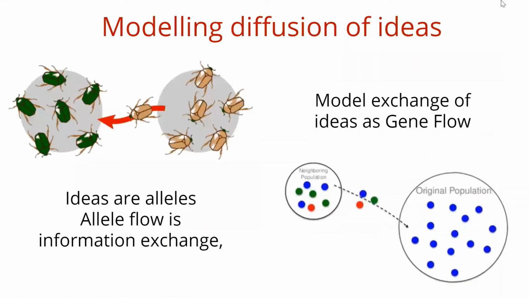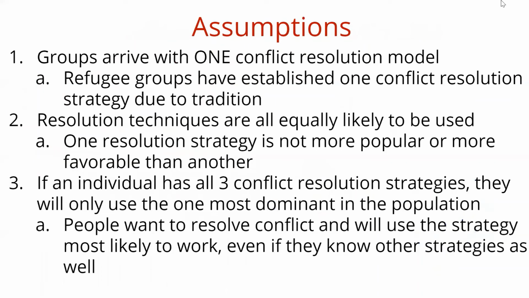And so we modeled the interaction of the two groups based on this gene flow, where we assumed that the ideas would be moving between the groups similar to the way alleles are moved between populations. So again, ideas are alleles. So we had a few assumptions for this model. Firstly, groups arrive with one conflict resolution model. And we thought that this was a valid assumption because refugee groups have established different conflict resolution strategies due to their own traditions. So they likely already have one pre-established one.